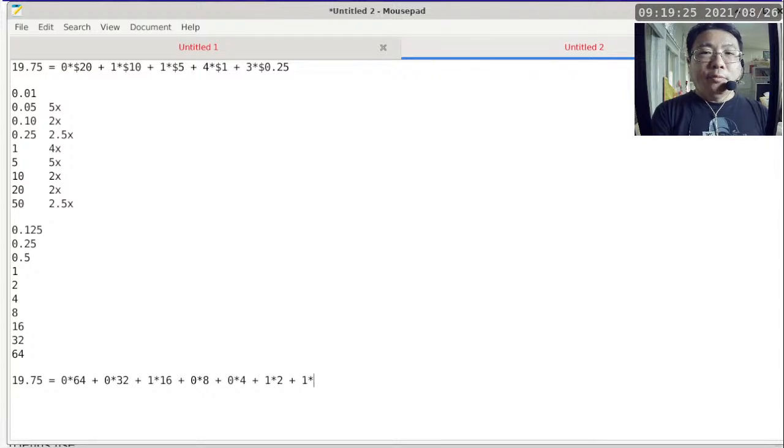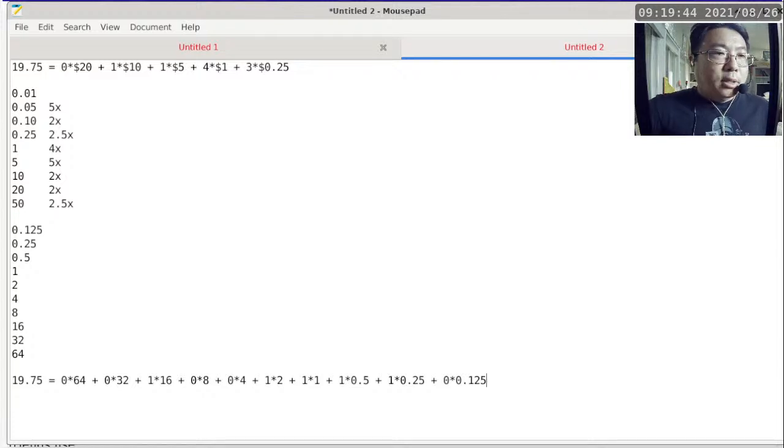And then after that, we need a $1 bill. And then after that, we need a half-dollar coin. And then after that, we need a quarter coin. And then after that, we need none of the 1/8 coins. There we go.